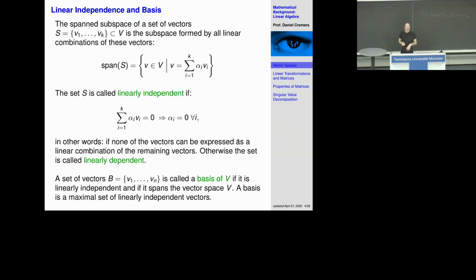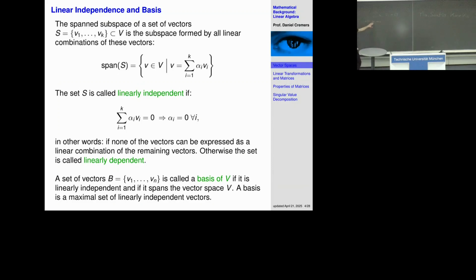But here the intuition is the following. If you assume they are not linearly independent, so you have some linear combination that is zero, but there is some coefficient, maybe alpha j, that's not zero, right?